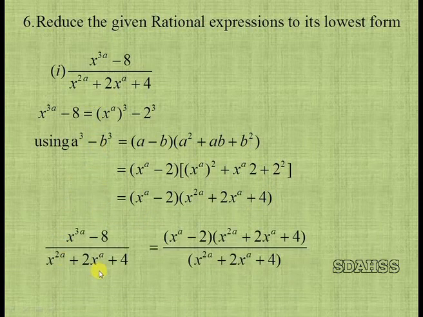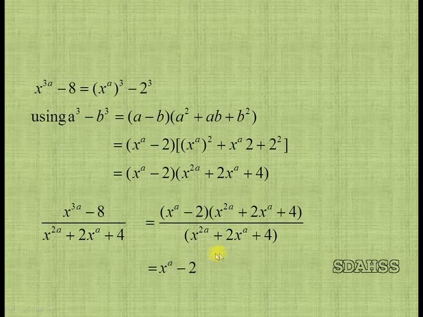Now take down the question and write the values in place of the numerator: x power a minus 2 into x power 2a plus 2 into x power a plus 4, divided by the denominator, keep as it is. Cancel the common factor. x power 2a plus 2 x power a plus 4 is a common factor, so cancel it. Now you have x power a minus 2.